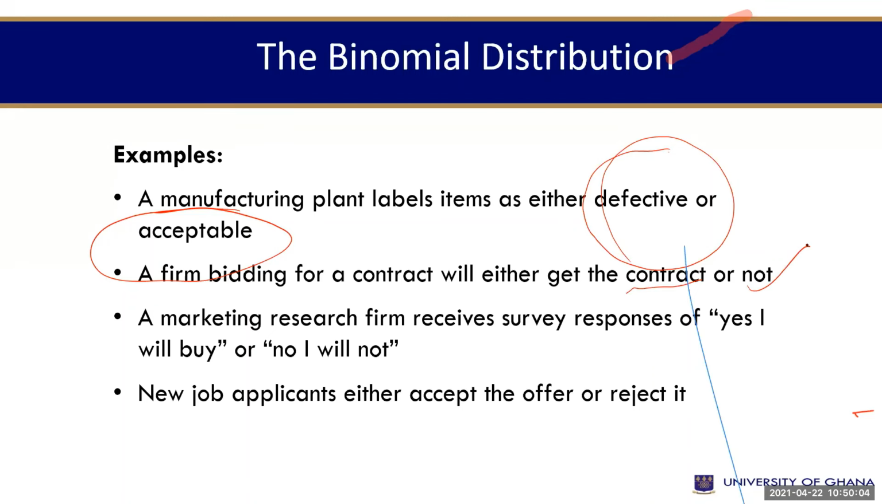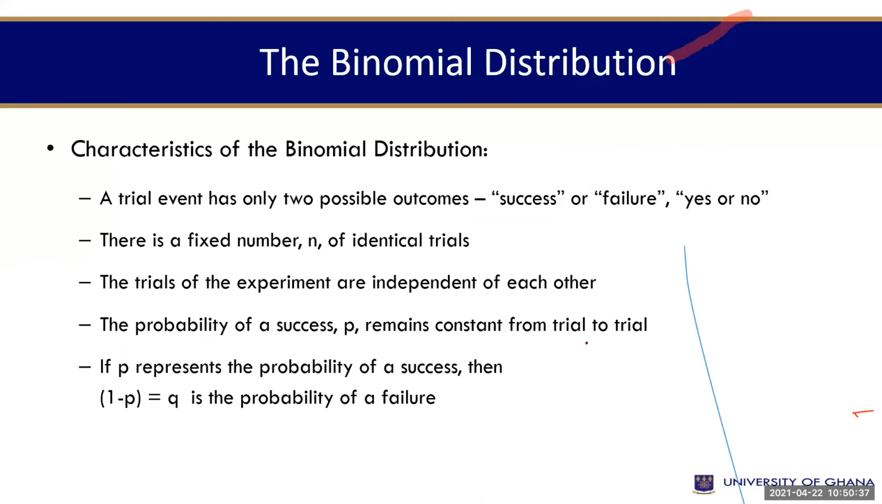If you are doing marketing research to find out if customers patronize your product or not, two outcomes: yes, they will buy, or no, they will not buy your product. Or you have a new job that you've applied to, there's a possibility that you get acceptance of the offer, or they will reject you entirely. These events can be classified as a binomial distribution.